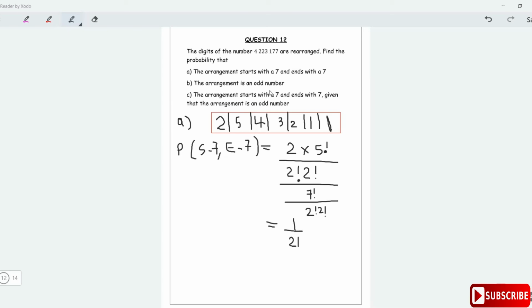Find the probability the arrangement is an odd number. So to find the probability it is an odd number, always remember an odd number ends with an odd number.